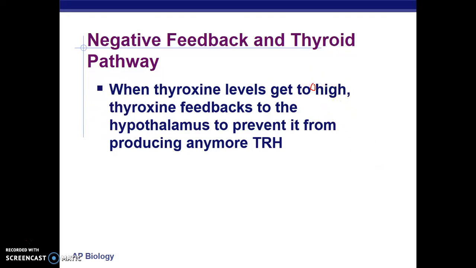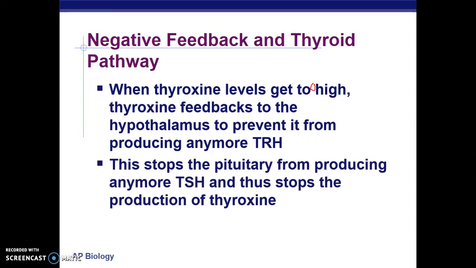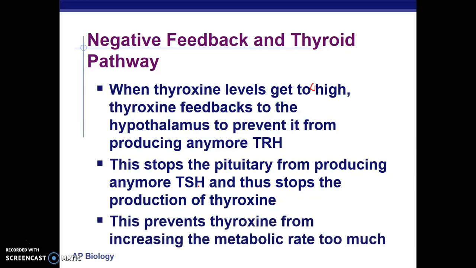Alright. So when thyroxine levels get too high, thyroxine feeds back to the hypothalamus to prevent it from producing any more TRH. Because the hypothalamus is not producing any more TRH, this stops the pituitary from producing any more TSH, and as a result, stops the pituitary from stimulating the thyroid to produce thyroxine. As a result, this prevents thyroxine from increasing the metabolic rate too much.